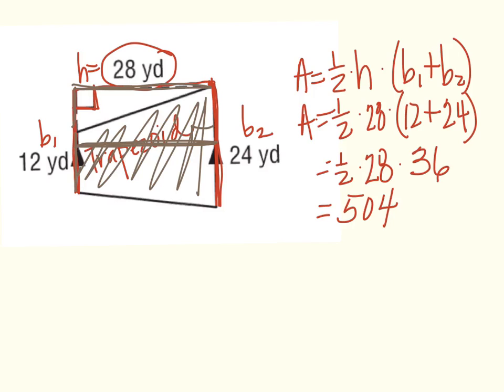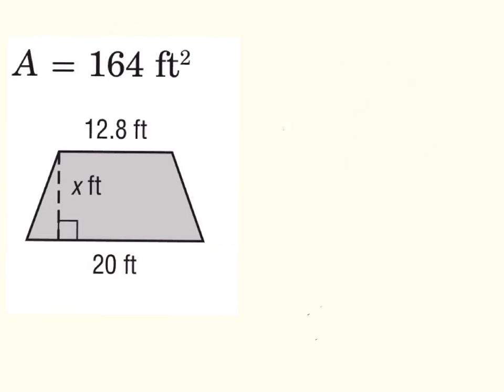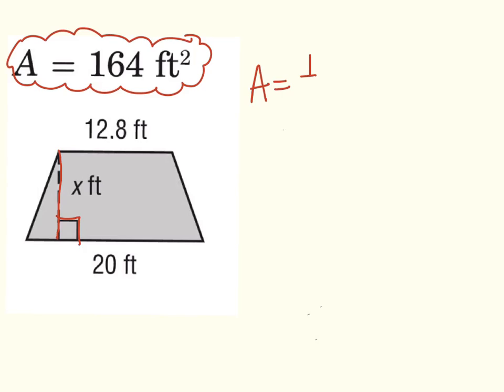Okay, ready for one more? All right, what shape is this? It is a trapezoid. Notice that they have drawn the height from the one base to the next perpendicular. So now I want you to notice, this time they're giving me the area, okay? So we've got our formula, area equals 1/2 times the height times base 1 plus base 2. And guys, this is why I tell you, always start with your formula.